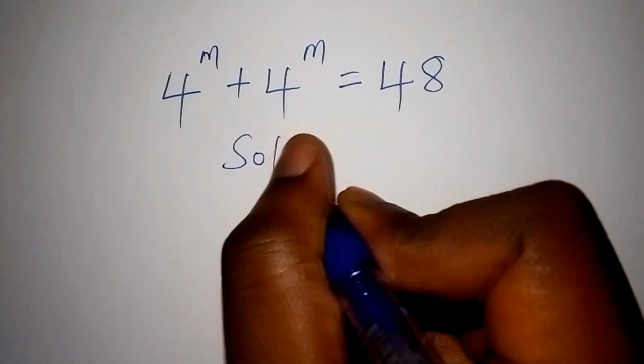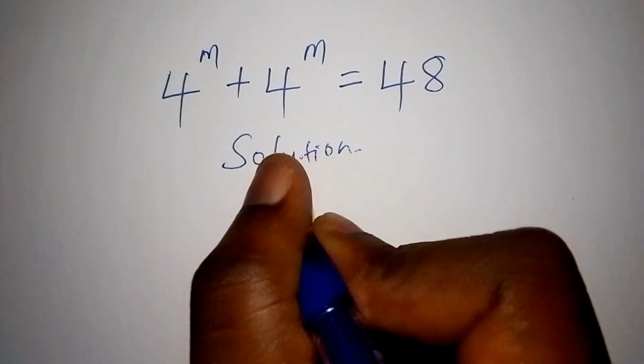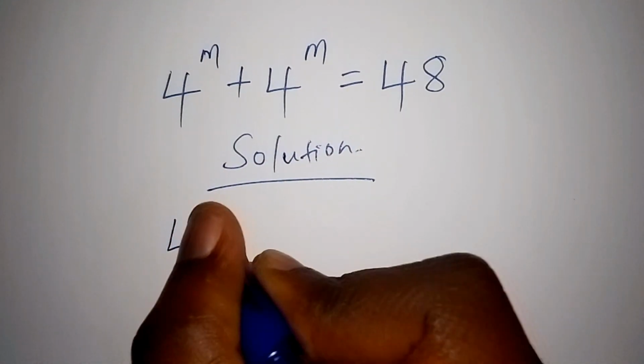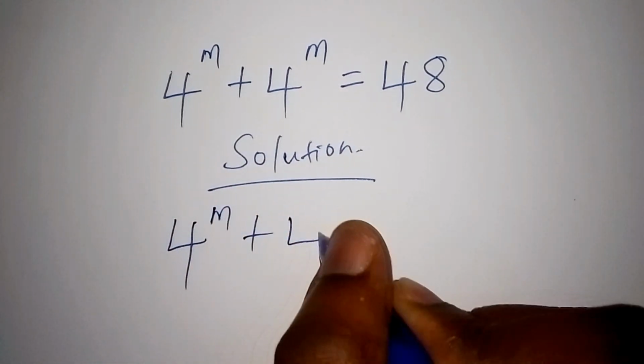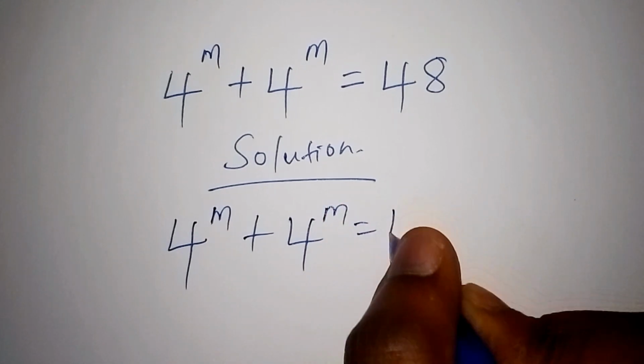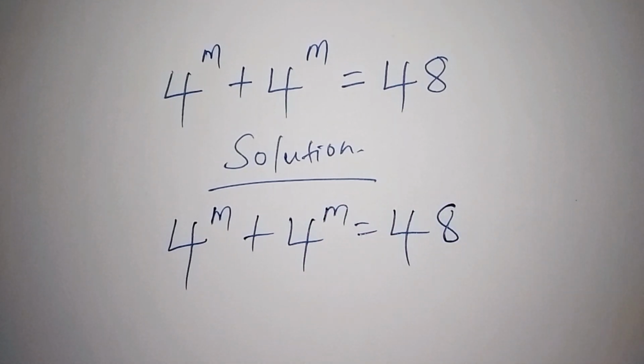On our solution, this is the maths problem that you are having. We have 4 to the power of m plus 4 to the power of m equals 48. How do you find the value of m? Make sure you watch this video up to the end.